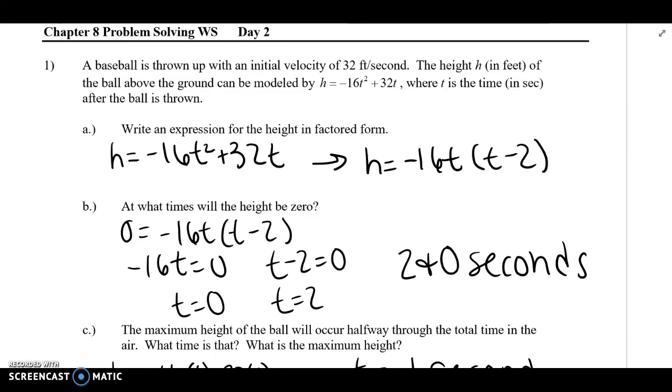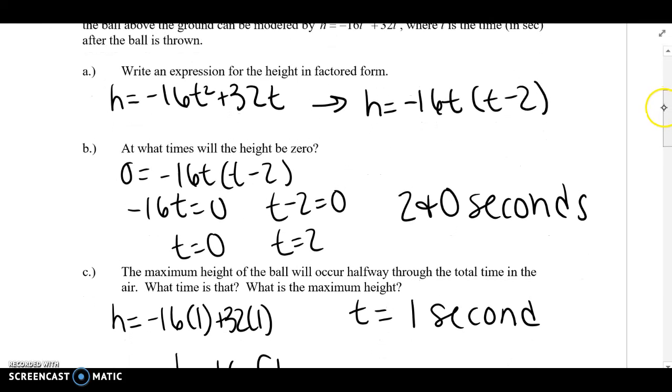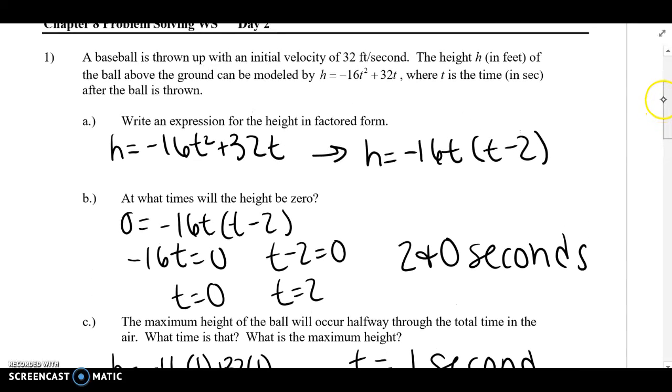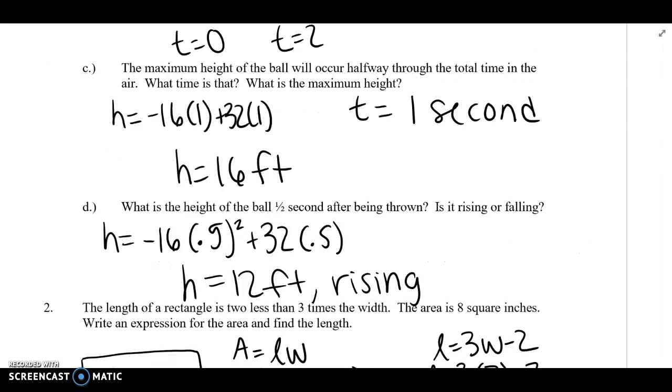For 1a, you have to use the equation above that is given, and then you can factor out a GCF of negative 16t, so you get h equals negative 16t times (t minus 2). For 1b, you use the factor form and you set them equal to 0. So after you set each factor to 0, you get the times of 2 and 0 seconds.